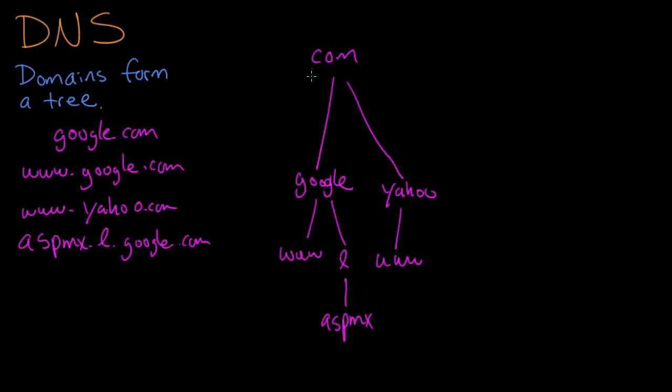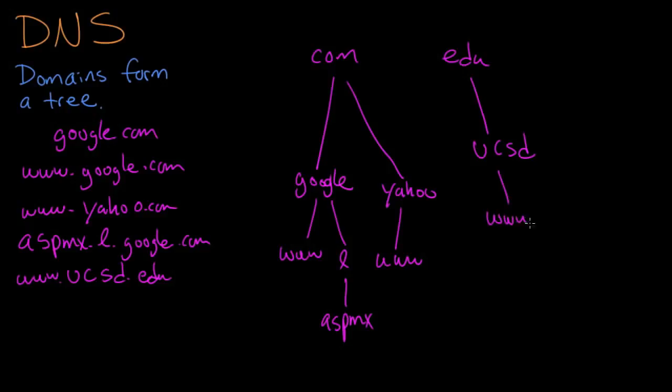And of course, there's more at the top than just com. There's things like edu, so a school like ucsd.edu. That means there's an edu here, and ucsd below that. And then of course there's www in front of that. They've got a web server. Computer science department would be cs.ucsd, so they go below that. And then there's a web server in that department too, so www there as well.